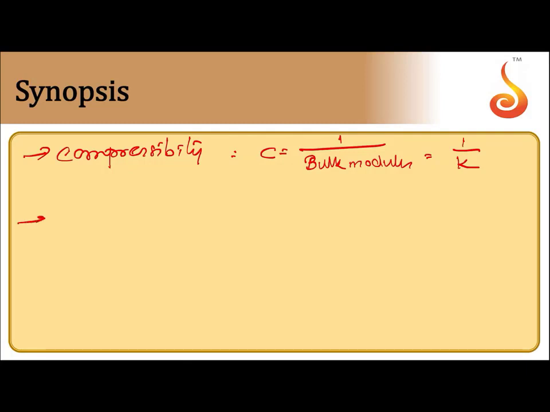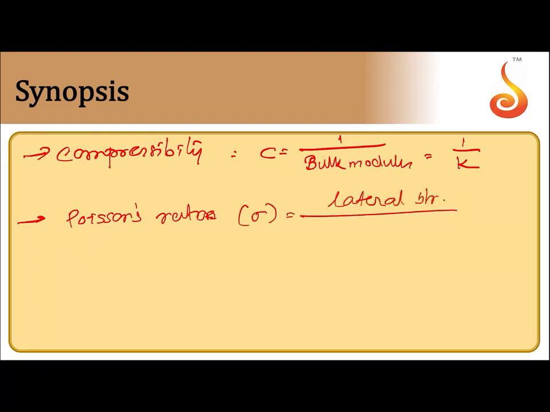Couple of important results here. Number 1, Poisson's ratio. Sigma is equal to lateral strain divided by longitudinal strain.